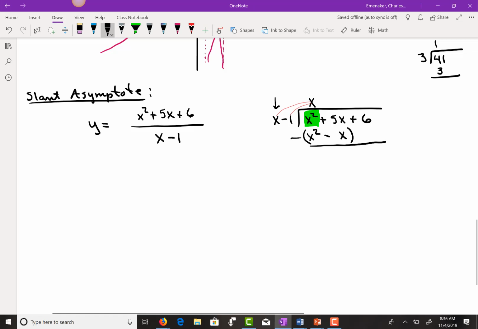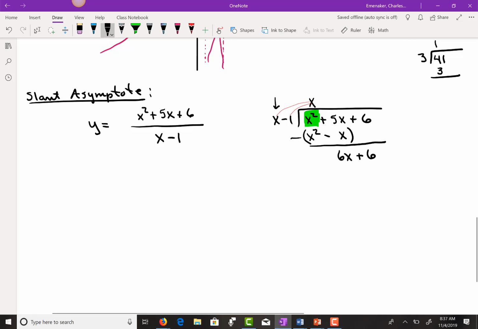So that's going to give us x squared minus x squared, 0. The x squareds are gone. We have 5x minus a minus x gives us 6x. And we can bring down this plus 6. Does that make sense? Everybody in good shape? Okay.